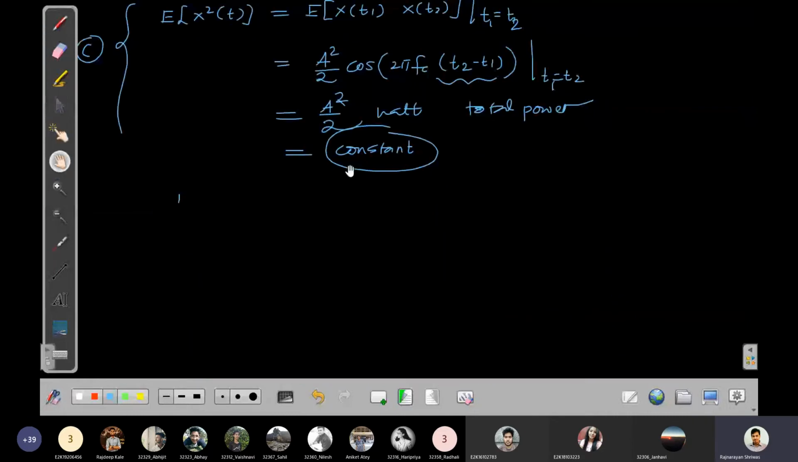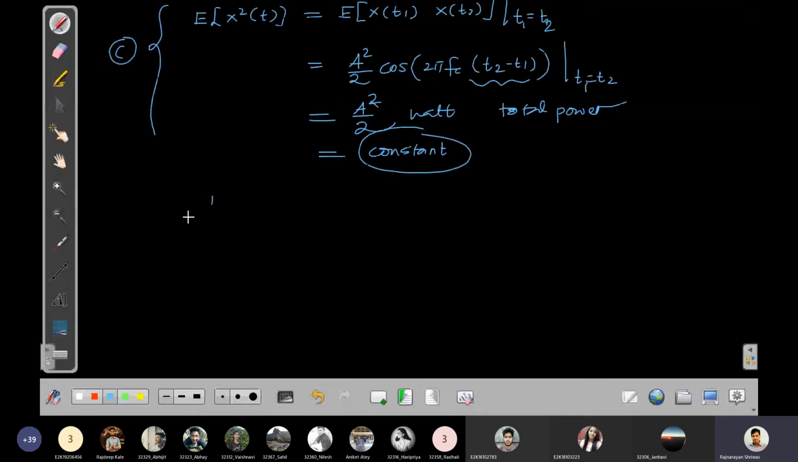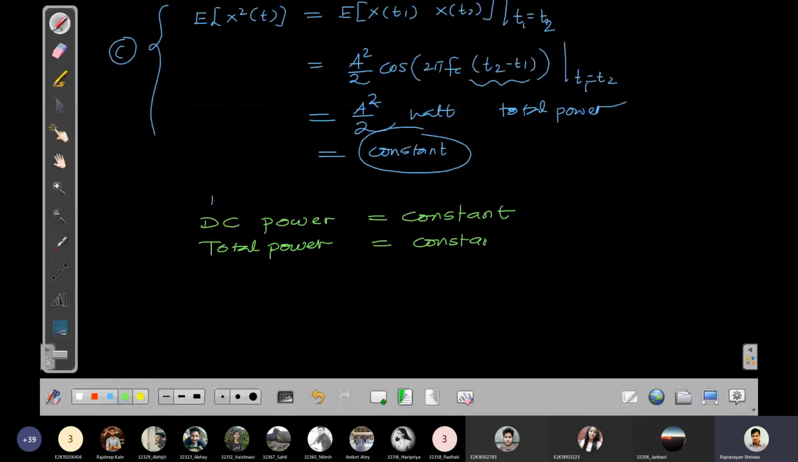Total power is constant. What I find here is this one. You tell me, DC power is constant. Total power is constant. What about AC power? Since DC power is constant and total power is constant, what about this AC power? Will it be constant or not?